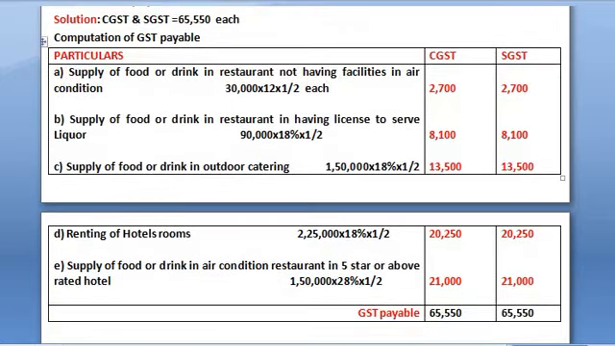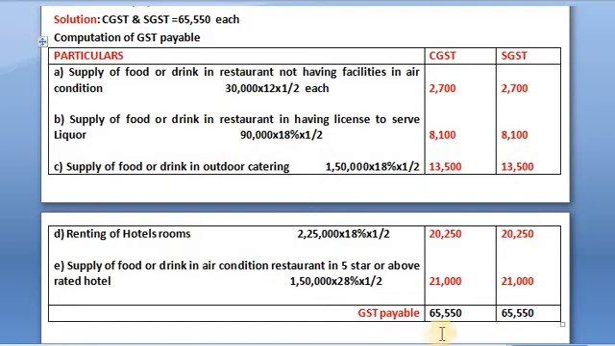See, here I have shown you the answer. First for both CGST and SGST, and all are related to the taxable transactions only. As I have told, within Kerala means it is intra-state. CGST and SGST has to be calculated. At last, GST payable 65,550 for CGST, 65,550 for SGST.